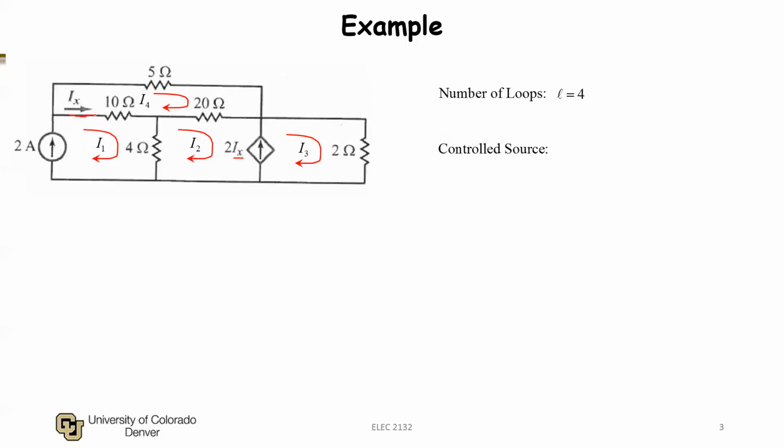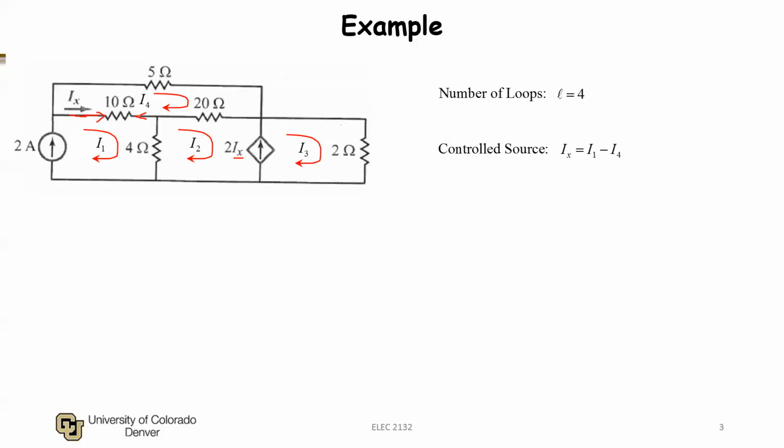IX is flowing to the right, I1 is also flowing to the right in this branch, but I4 is flowing to the left through this branch. So therefore IX is equal to a superposition of these loop currents: IX is equal to I1 minus I4, since I1 is flowing in the direction of IX, and I4 is flowing opposite the direction of IX. Now at this point, I've written all my controlled sources as a function of the loop currents. At this point, I can start writing my equations.